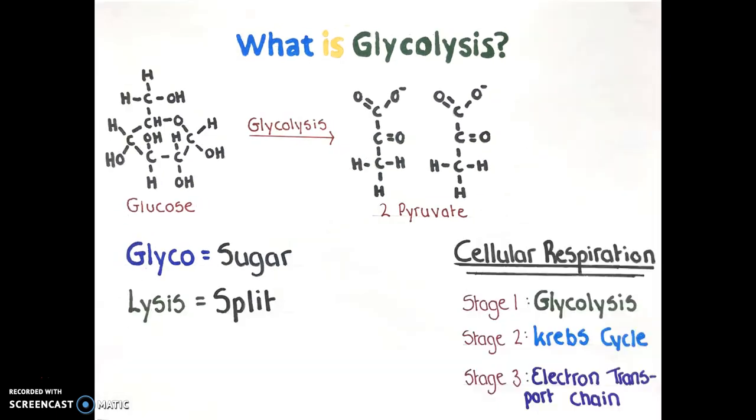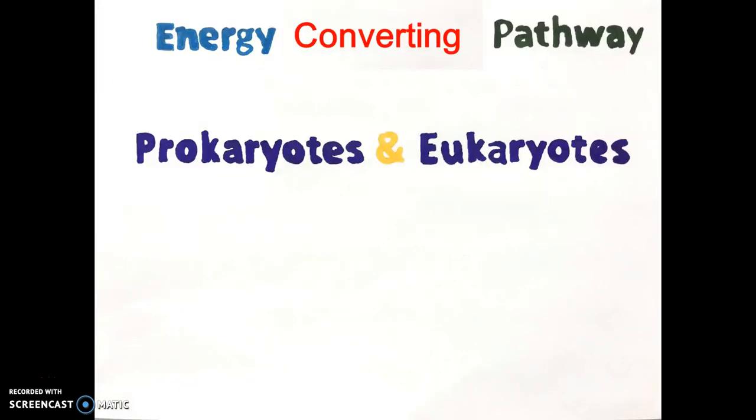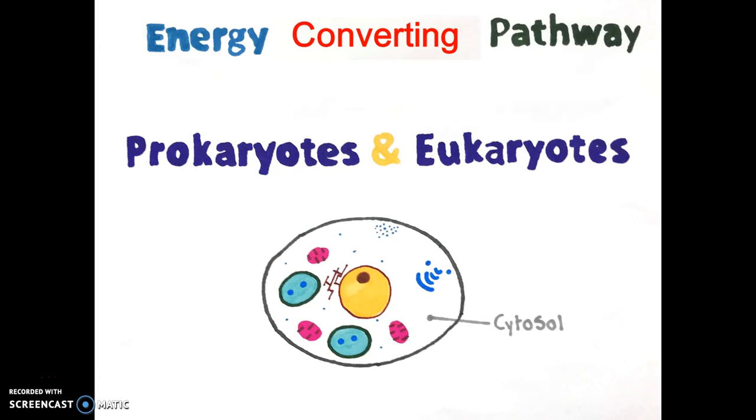Glycolysis is the first of three steps in a process known as cellular respiration. The products of glycolysis will be used in the second step of cellular respiration, called the Krebs cycle, which will lead on to the final step, called the electron transport chain. Both the Krebs cycle and the electron transport chain occur in the mitochondria of the cell. Essentially, glycolysis is an energy conversion pathway that is common in both prokaryotes and eukaryotes. In eukaryotes, this process occurs in the cytosol of the cell, shown below in the diagram.